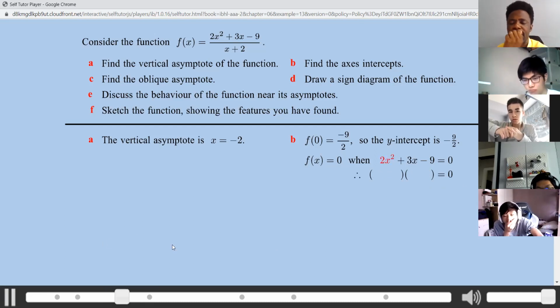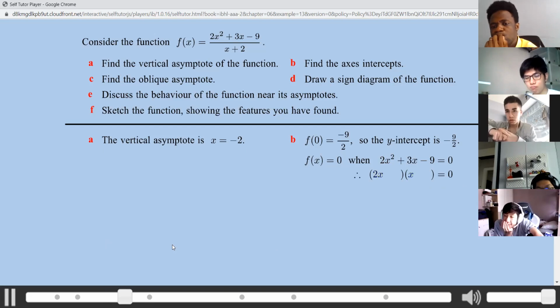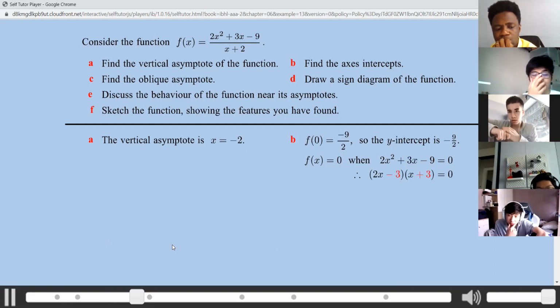2x squared is 2x times x. Then we search for a factor pair of -9, which gives us the correct middle term. The numbers we need are -3 and 3.